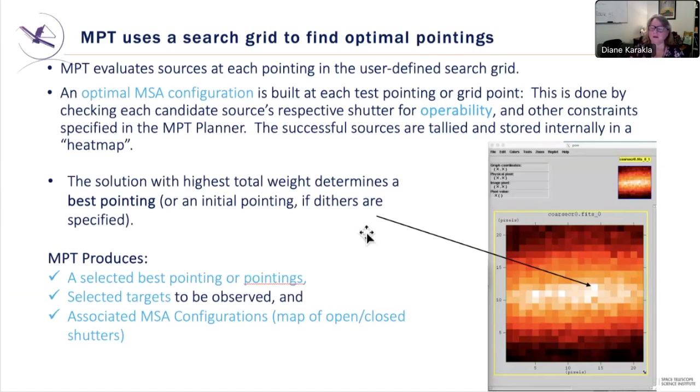Then the best pointing is selected based on the intensity in the heat map, which represents the highest number of primary sources that it can get into an MSA configuration. It selects the pointing from that, and then delivers back to you that pointing, the selected targets for that pointing, and the associated MSA configuration for those targets.